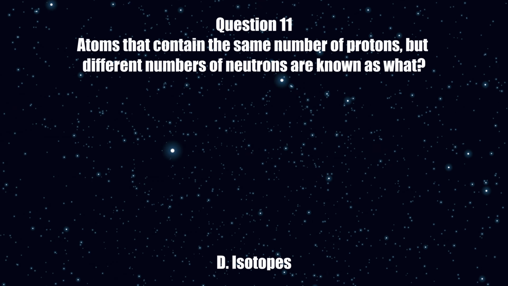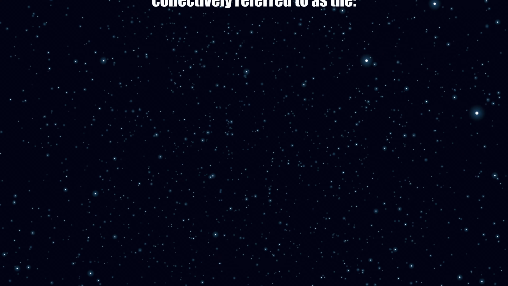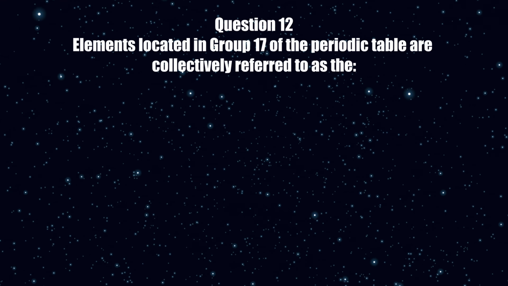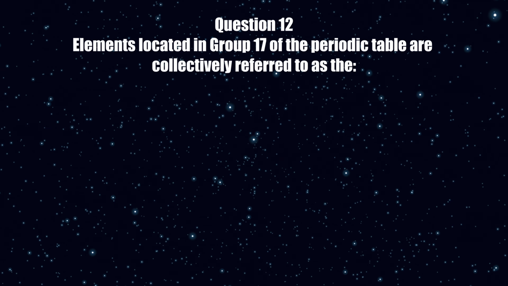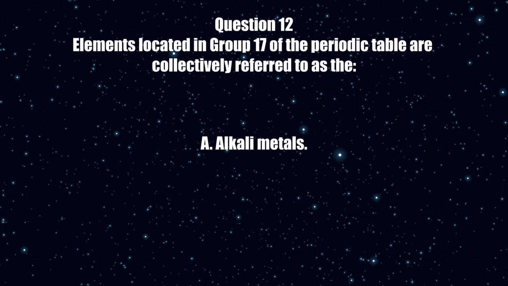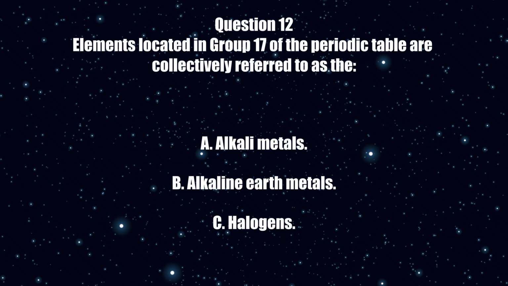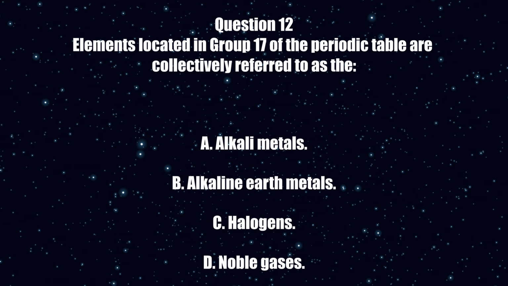The correct answer is D. Isotopes. Question 12. Elements located in Group 17 of the periodic table are collectively referred to as the A. Alkaline metals. B. Alkaline earth metals. C. Halogens. D. Noble gases.